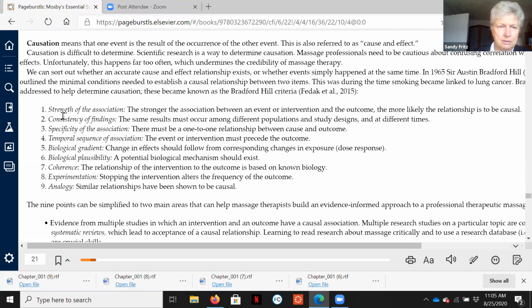you're reading through this text, what I suggest you do is look around your environment, your personal environment, and see if you can find some examples of how this might work. And let's see if I can find one here. So here's one here: specificity of association. There must be a one-to-one relationship between cause and outcome.